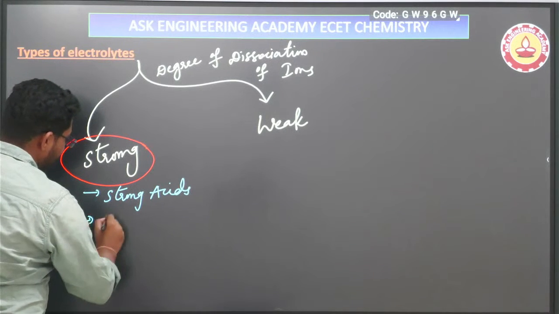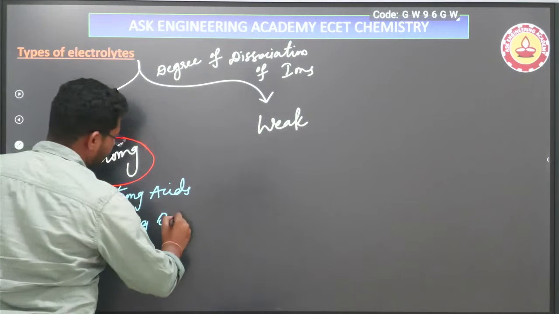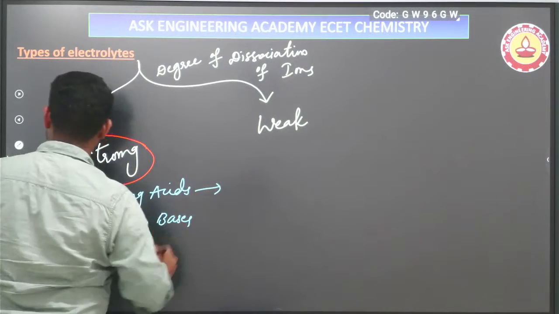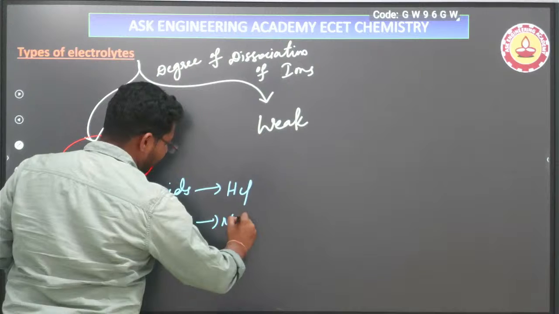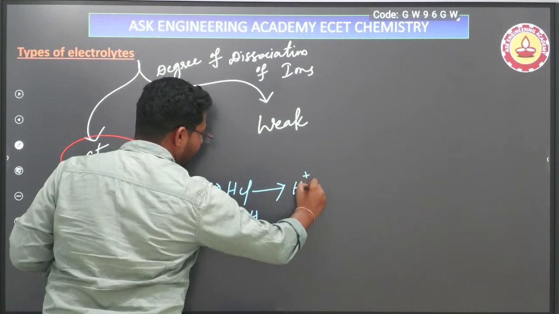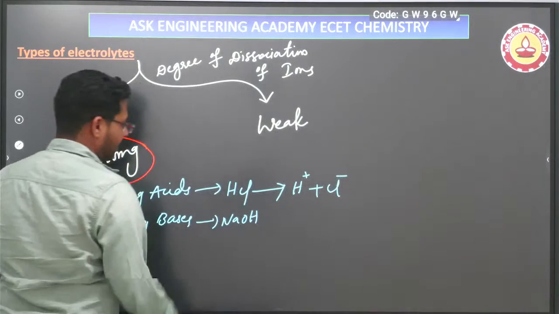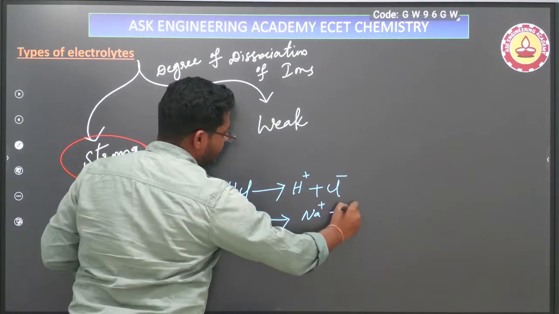Strong bases are the best examples for strong electrolytes. For example, HCl is an example for strong acid and NaOH is an example for strong base. HCl completely dissociates into H plus and Cl minus. NaOH will be completely dissociated as Na plus and OH minus.